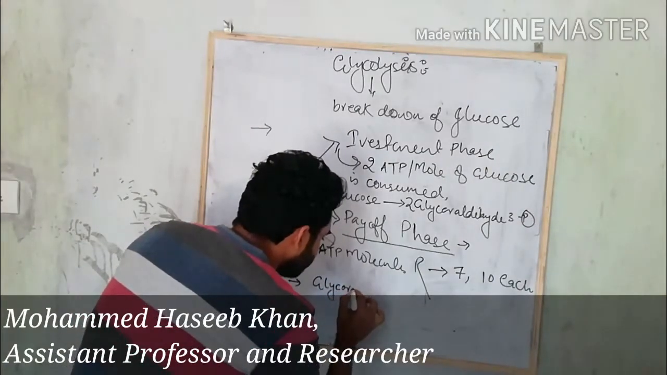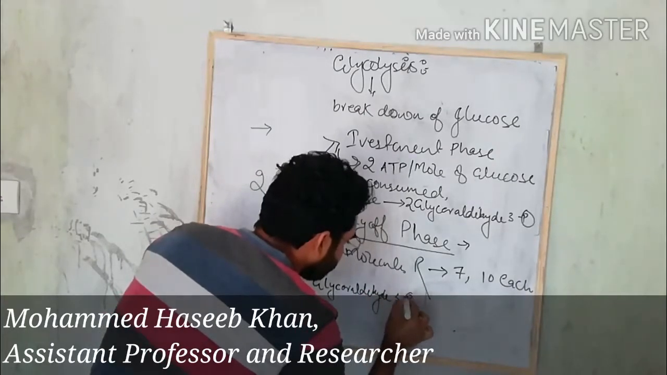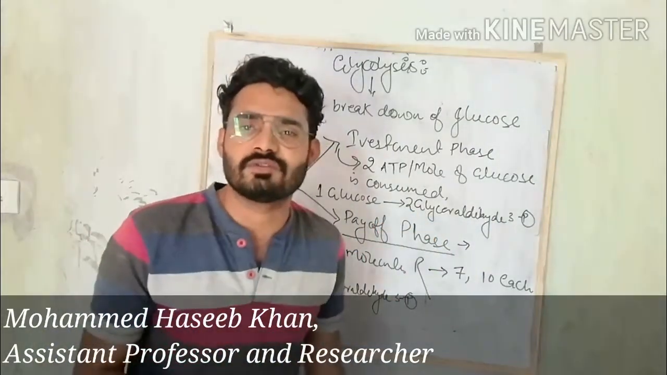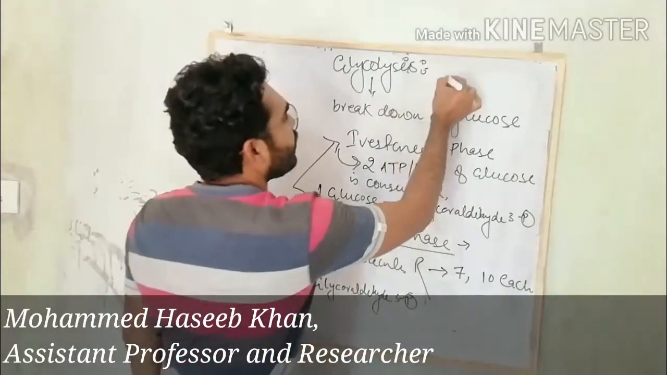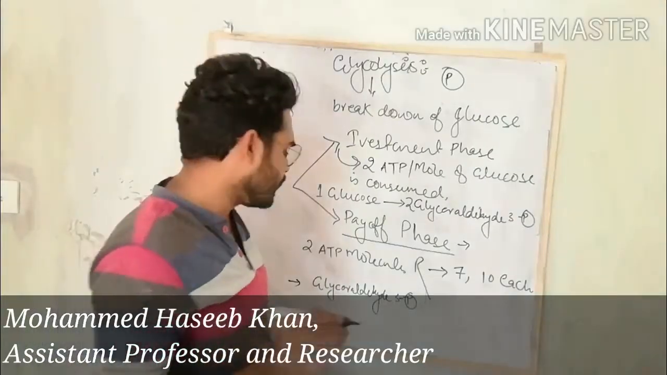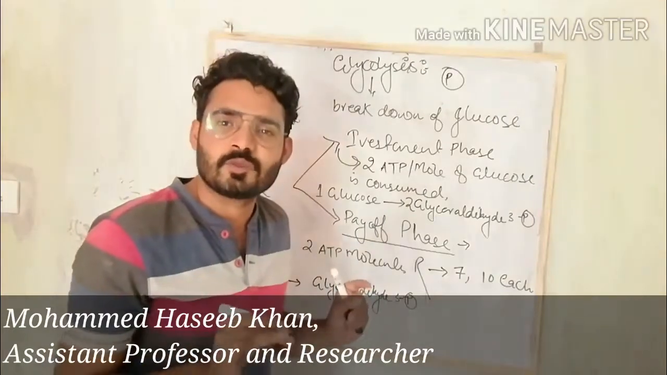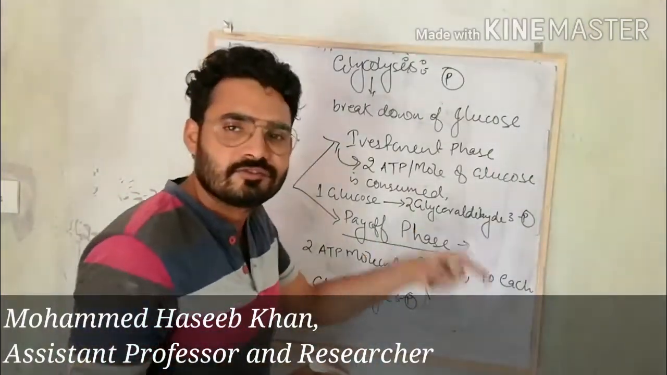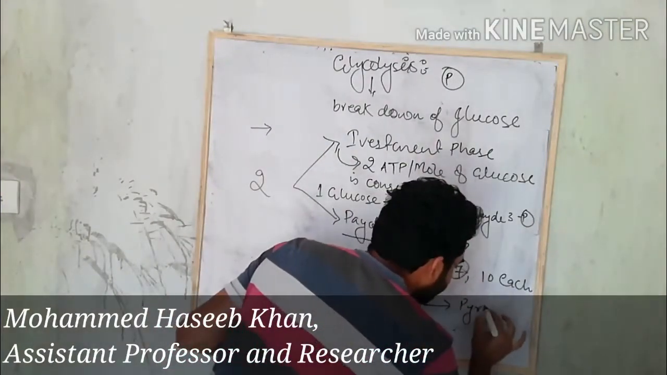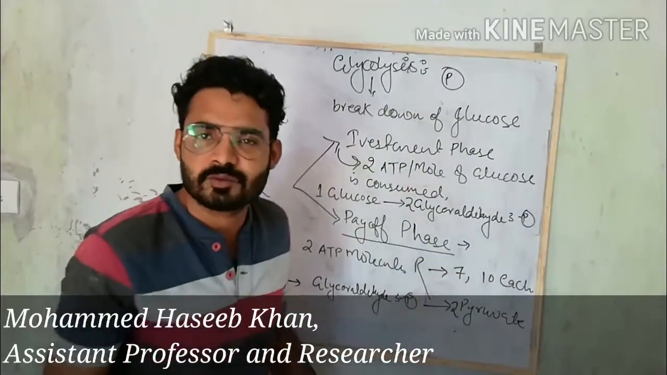And what happens next is, the glyceraldehyde 3-phosphate molecules. I'm encircling the P, which is a symbolic representation of the phosphate, right? So glyceraldehyde 3-phosphate molecules from step number 5, through various other steps, finally get converted into pyruvates, right? How many pyruvate molecules? 2 pyruvate molecules, right?